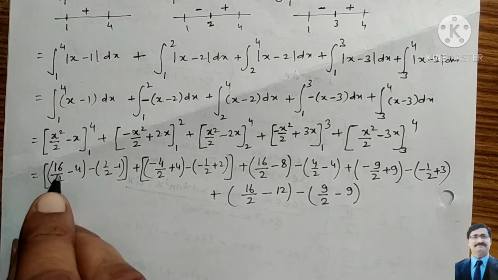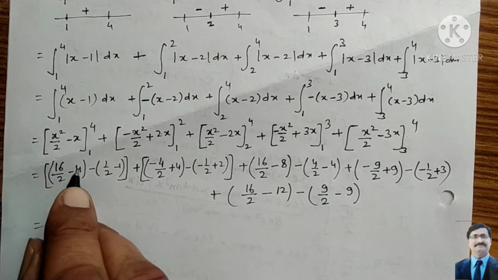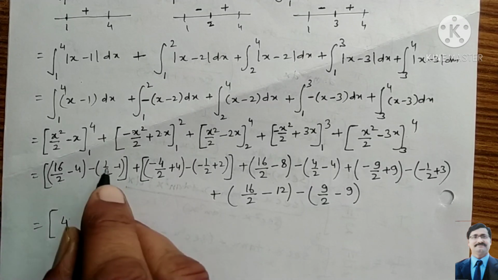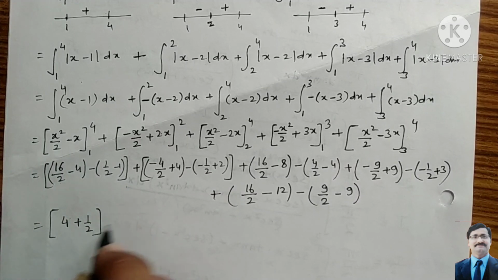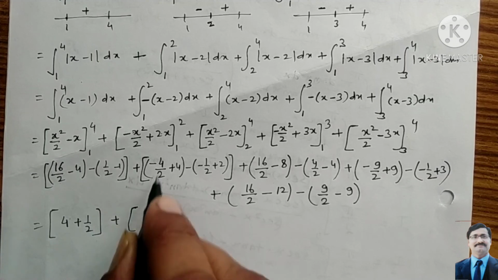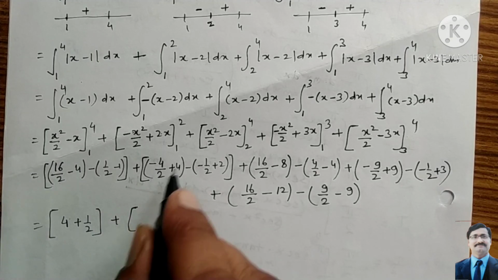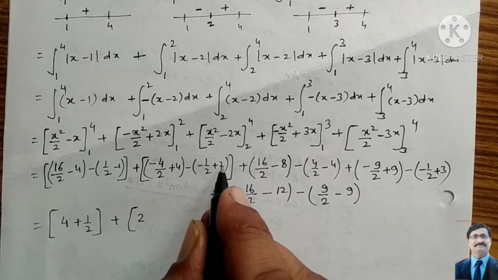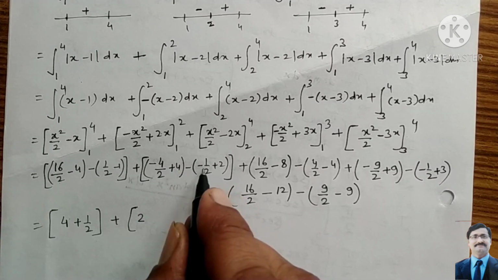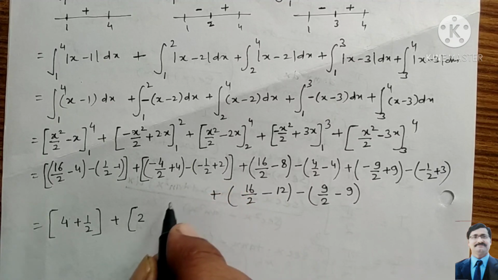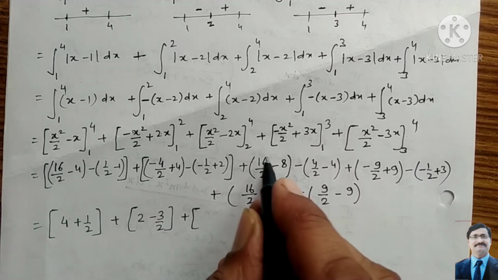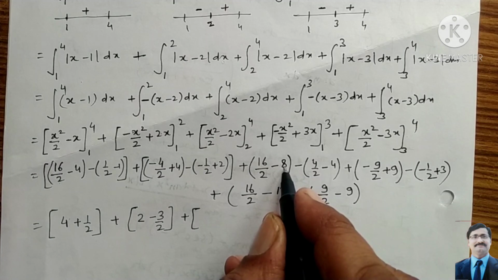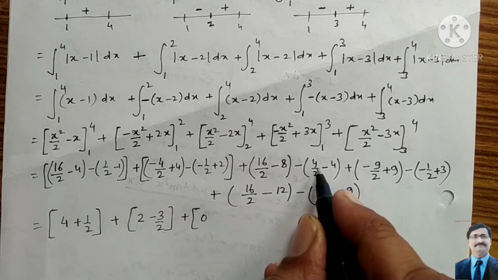So look here, 16 by 2 is 8. 8 minus 4 is 4. Then we get minus 1 upon 2, and minus minus plus we get 1 upon 2. This is the complete solution. Here we get minus 4 by 2, meaning minus 2. Minus 2 and 4 is 2. And here we get 2 minus 1 upon 2, which is 4 minus 1, 3 by 2, so minus 3 by 2. Then here is plus, this is 8. 8 minus 8 is 0. This is 0, and this will be 2.